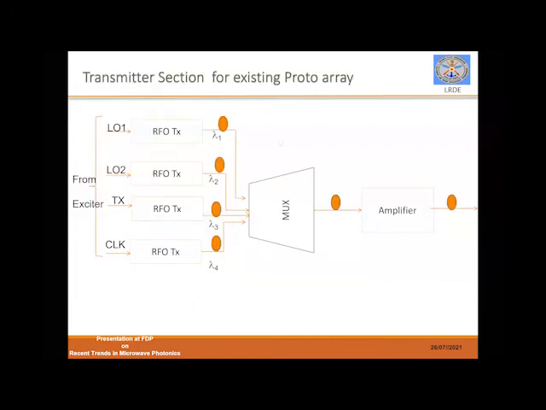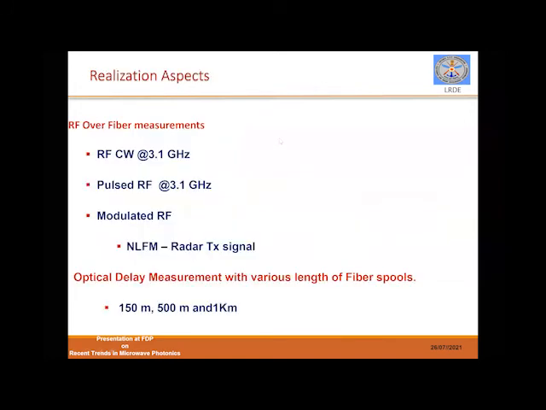So before that, I wanted to tell you that you have to do a lot of analysis. We cannot just go and accept one method. So what we did was, first we tried to pass an RF signal over fiber and see what happens to frequency, what happens to the delay factor, what happens to the phase of the signal. So if you see, we have done multiple experiments with a continuous wave RF signal, pulsed RF, and modulated RF signal. In the case of modulated RF signal, we tried with both LFM and NLFM signals.